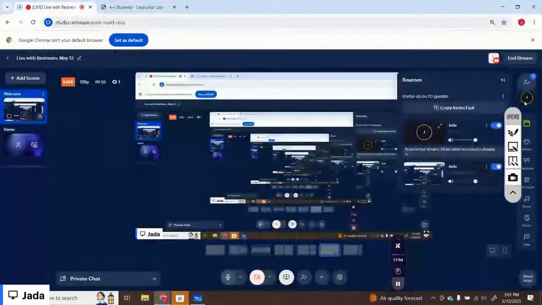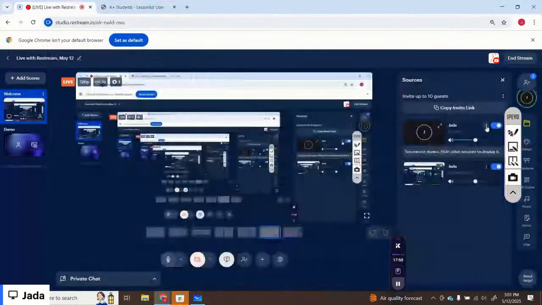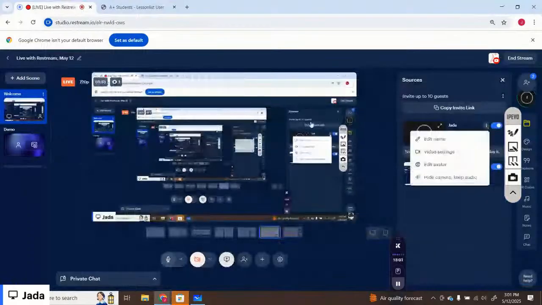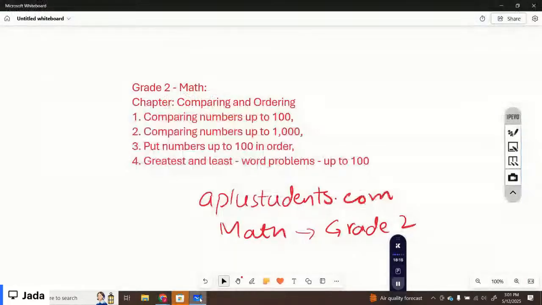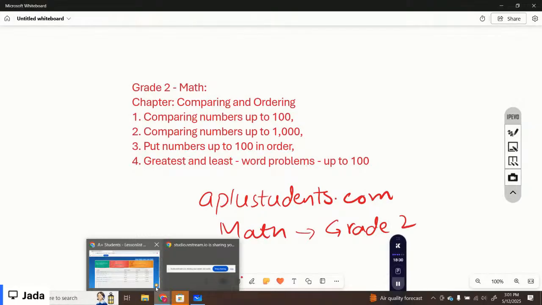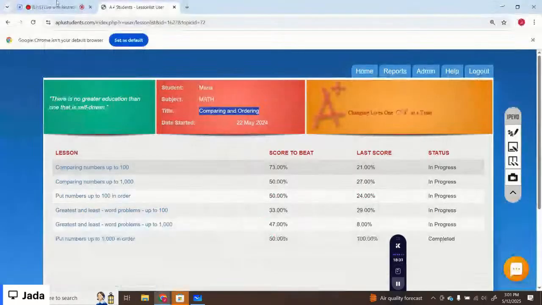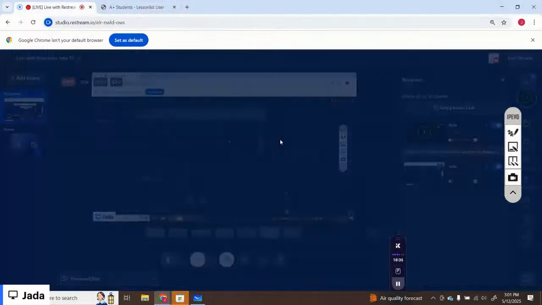We're going to start with the chapter Comparing and ordering. The lessons we're going to cover today are comparing numbers up to 100, comparing numbers up to 1000, put numbers up to 100 in order, greatest and least word problems up to 100. So please make sure you have your notebook and pens so that you can note down the important tables and definitions as well.